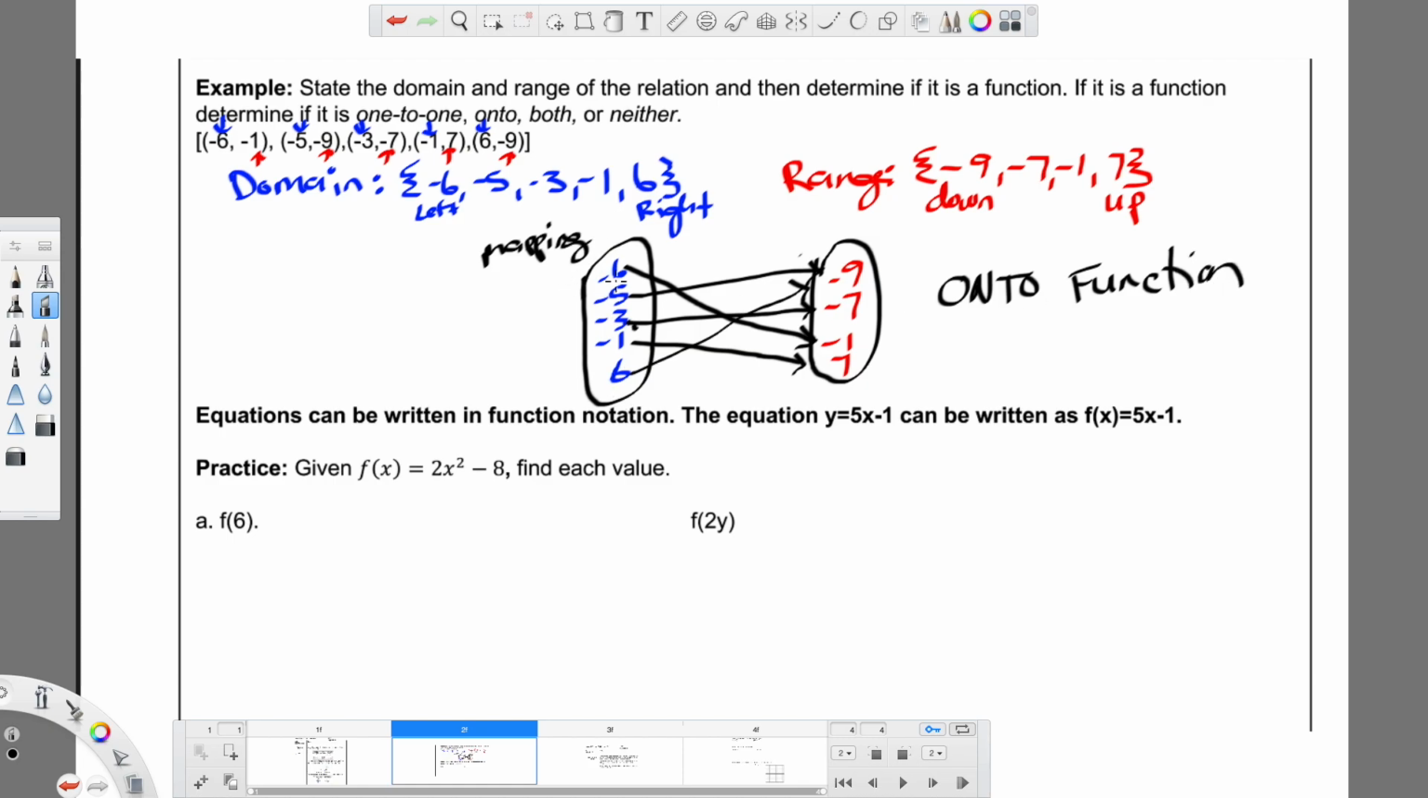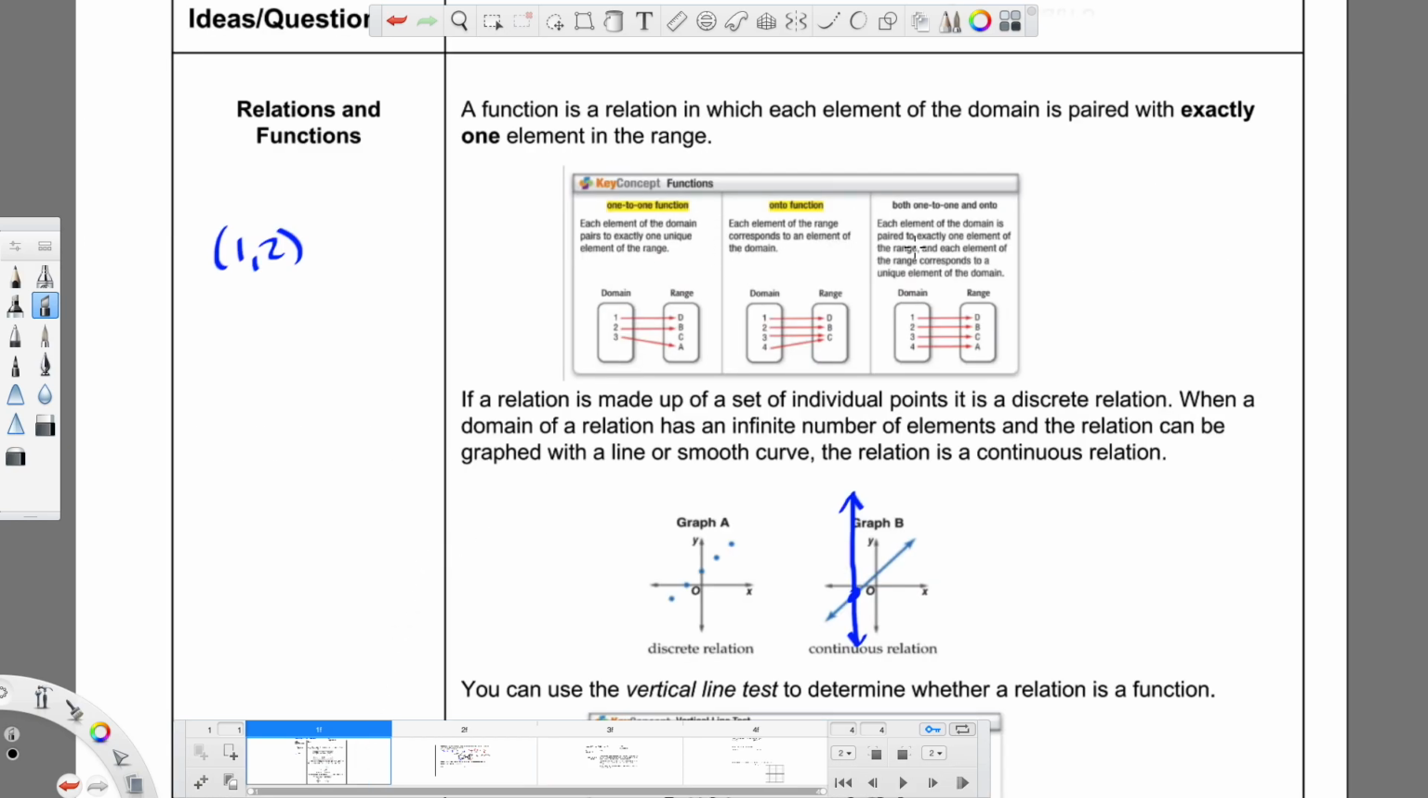None of the domains are repeated. So we'd say yes because each element of the domain, each element of the range corresponds to an element of the domain for onto function. So make sure you select the correct wording there, which is they're literally just using the wording for the definitions up here. All right, let's go ahead and look at this next piece.